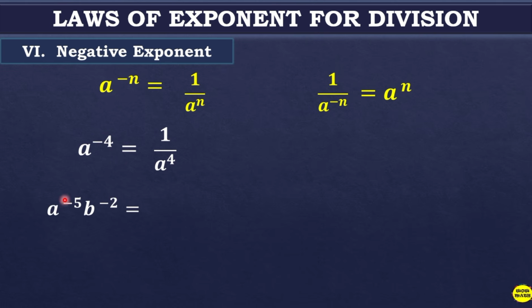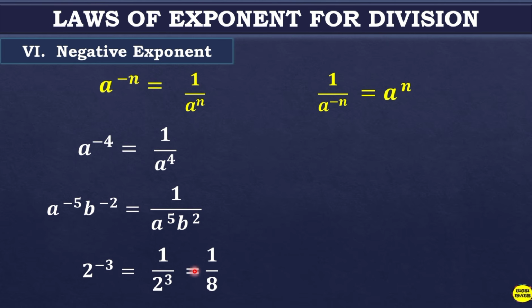Next. A raised to negative 5, B raised to negative 2. So, ganun lang din po. 1 over A raised to 5, B raised to 2. So, gawin lang po natin yung reciprocal para mag-positive po yung ating negative exponent. Next. So, meron akong 2 raised to negative 3. So, magiging 1 over 2 raised to 3. And simplify pa po natin, that is 1 over 8.